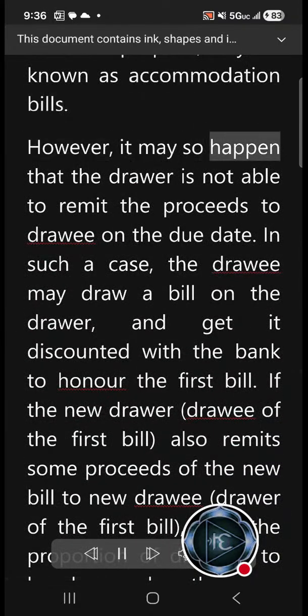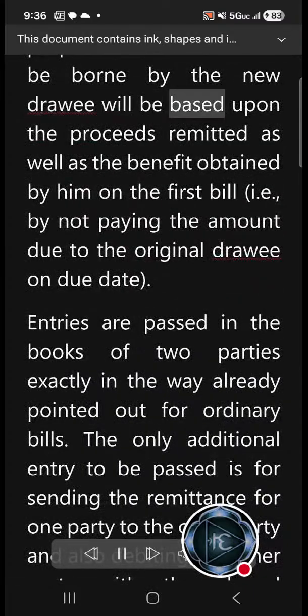However, it may so happen that the drawer is not able to remit the proceeds to the drawee on the due date. In such a case, the drawee may draw a bill on the drawer and get it discounted with the bank to honor the first bill. If the new drawee, the drawer of the first bill, also remits some proceeds of the new bill to the new drawer, then the proportion of discount to be borne by the new drawee will be based upon the proceeds remitted as well as the benefit obtained by him on the first bill, i.e., by not paying the amount due to the original drawee on the due date.